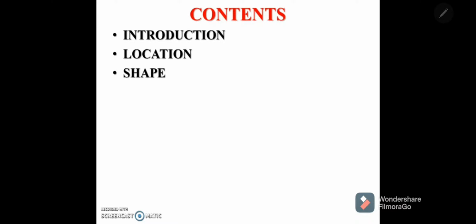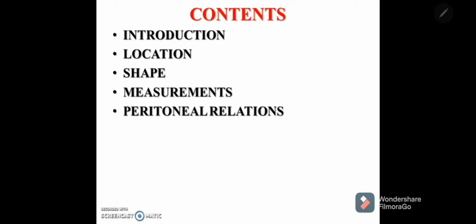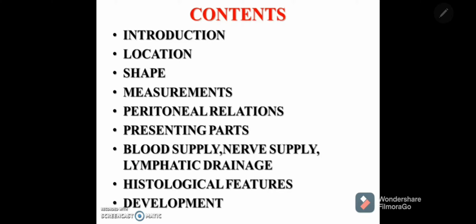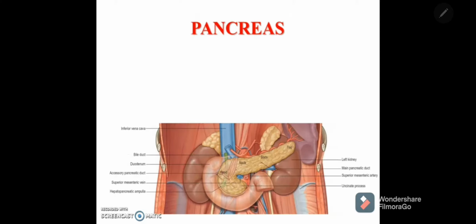First we will see introduction, then location and shape, then the measurements along with the peritoneal relations, then different presenting parts of the pancreas and their relations, blood supply, nerve supply, and lymphatic drainage, and lastly, histology with development. So these contents remain same for all of the abdominal organs with slight changes. So let us see what we mean by pancreas.